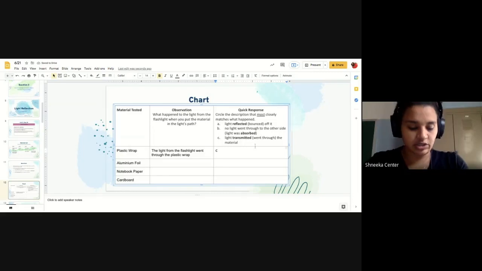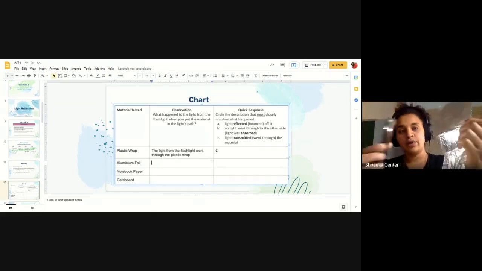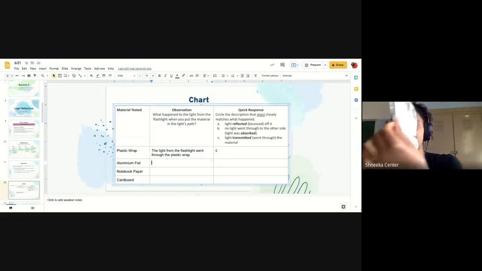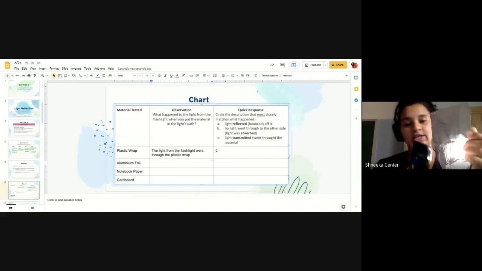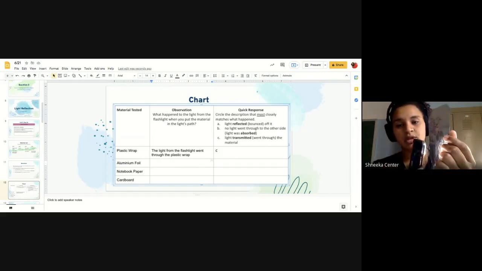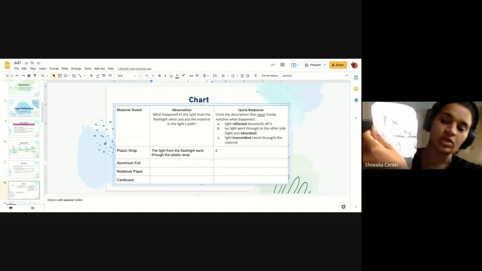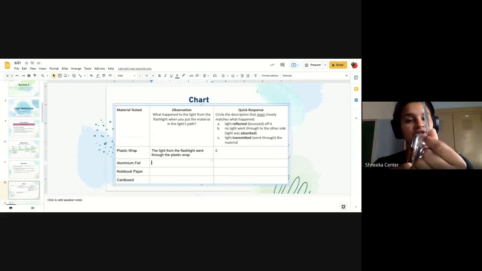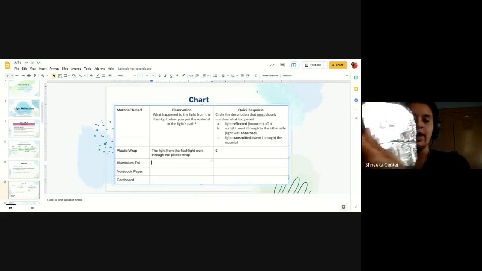So now let's look at my next material, the aluminum foil. So what is happening as I shine my light onto the aluminum foil? Is it reflecting? Is it absorbing? Or is it transmitting? I'm not going to answer this, but you're going to answer this question using your observations. So what's happening to the light?